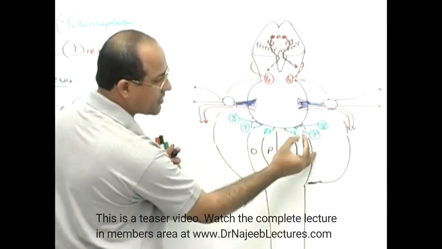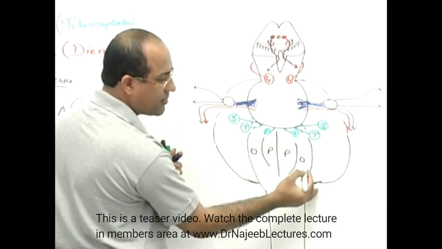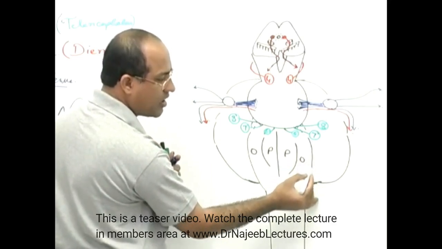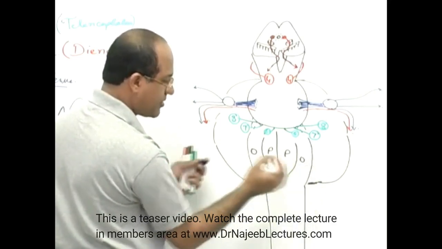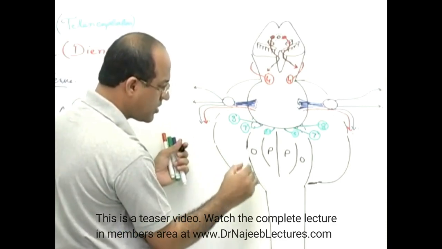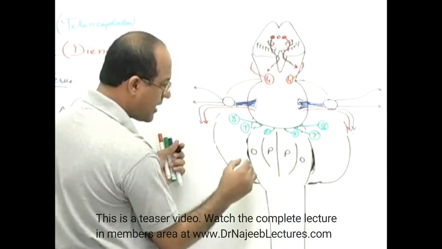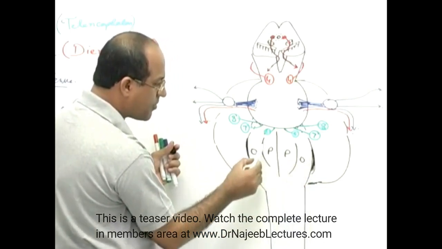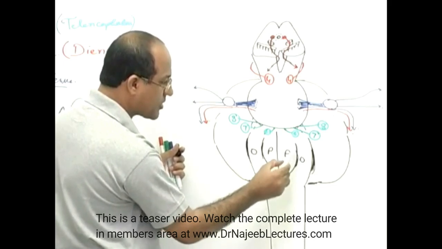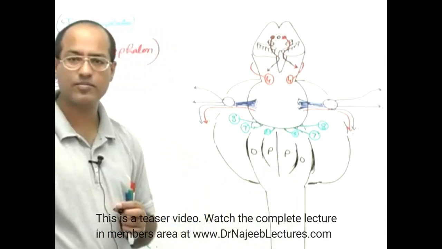What was the nerve here? Eighth nerve. Just below the eighth nerve and behind the olive, you know, this sulcus is called the post-olivary sulcus. What is the name of this sulcus? Post-olivary sulcus. And this one between the pyramid and the olive is called the pre-olivary sulcus.